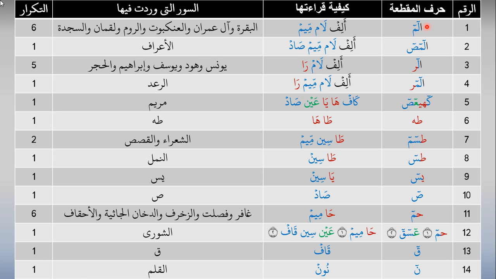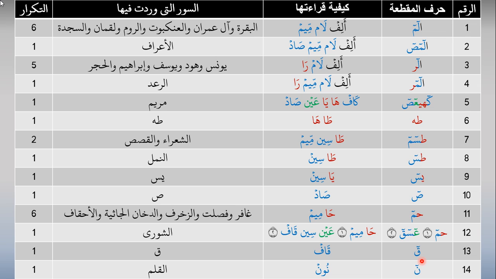We have letters that are not repeated, 14 letters total. We have an alif, a lam, a mim, a sad, a ra, a ha, ya, ayn, a ta, a sin, a ha, a qaf, and a nun. That's a total of 14 letters.